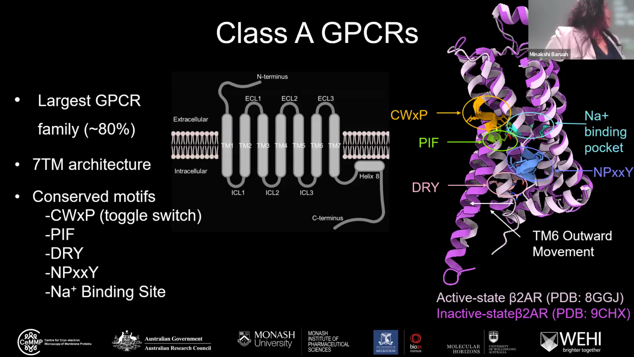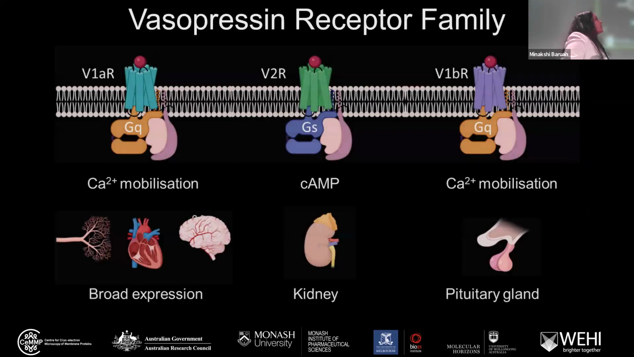So for my PhD project, I am interested in a specific type of class A GPCR, which is the vasopressin receptor family. This receptor family has 3 different subtypes, V1AR, V2R, and V1BR. V1AR couples to the G-alpha Q subunit of G protein and mediates calcium mobilization, and is expressed throughout the body. V1AR is involved with multiple physiological processes, including the cardiovascular system and some neurophysiological conditions as well.